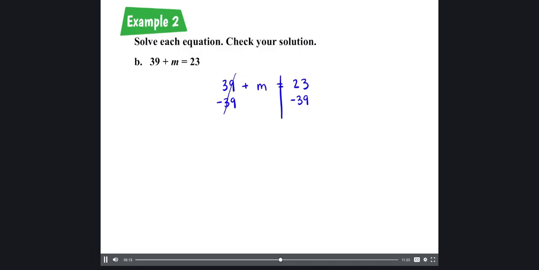39 minus 39 is 0, so m is the only term that remains on the left. 23 minus 39 is negative 16. The equation now states that m equals negative 16.